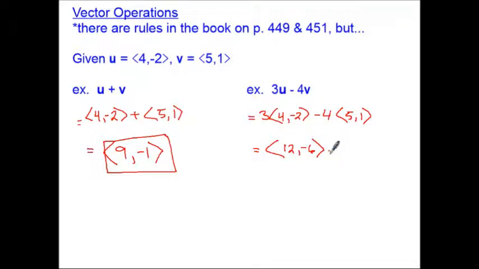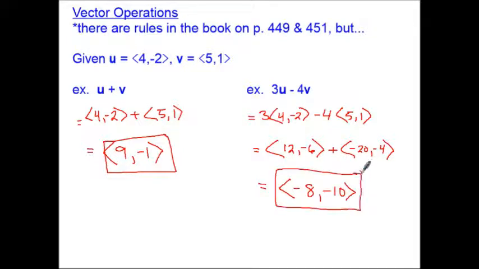I'm a fan of distributing the negative along with the 4, so I'm going to change this to a plus negative 20, negative 4. And then again, just like the last one, if we're adding together, 12 plus negative 20 is going to give me a negative 8. And then negative 6 plus negative 4 gives me a negative 10. So again, maybe without much guidance, maybe you would have done that anyway. If not, there it is.